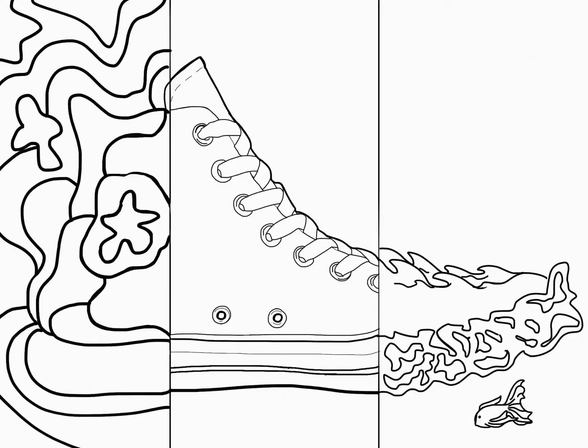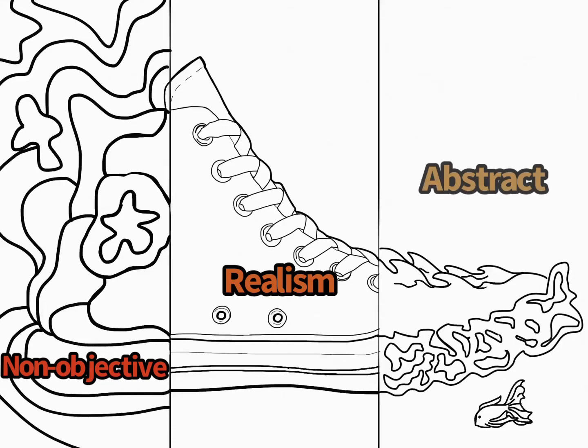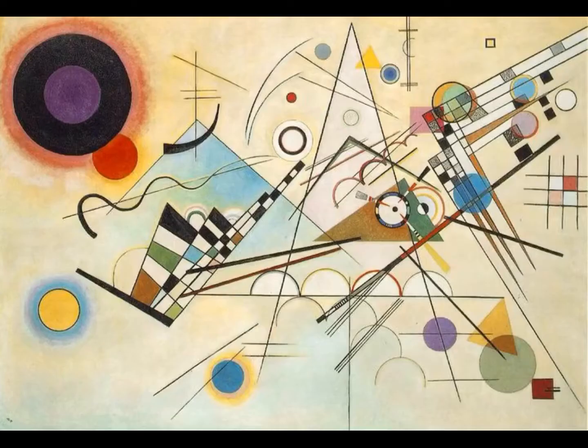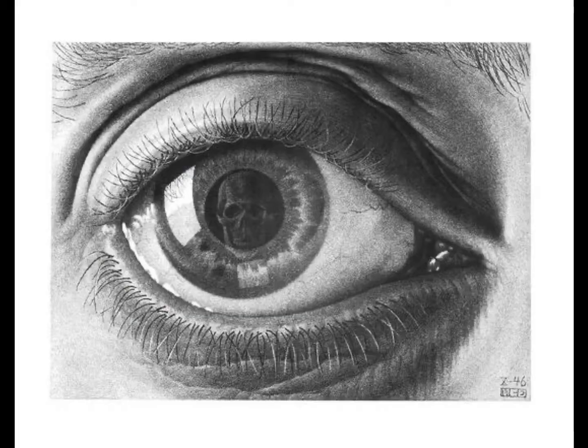Hey y'all, for this week's assignment, you are going to be drawing your shoe 3 different ways using non-objective art, realistic art, and abstract art. Non-objective art actually is abstract art, but it's called non-objective because it literally means no object. The viewer can interpret the artwork in many different ways, and the audience tends to disagree on what the artwork represents because it doesn't look like anything.